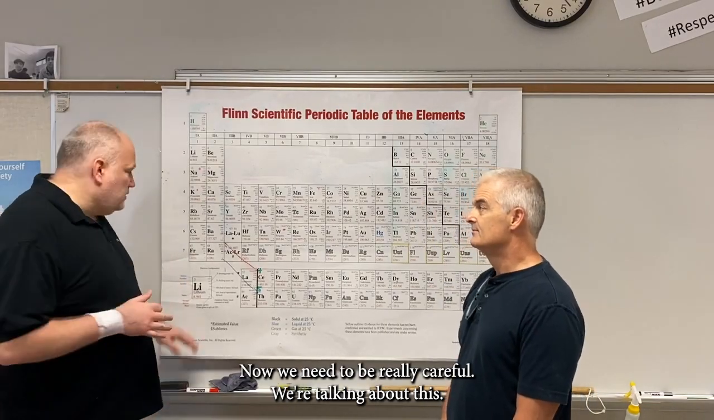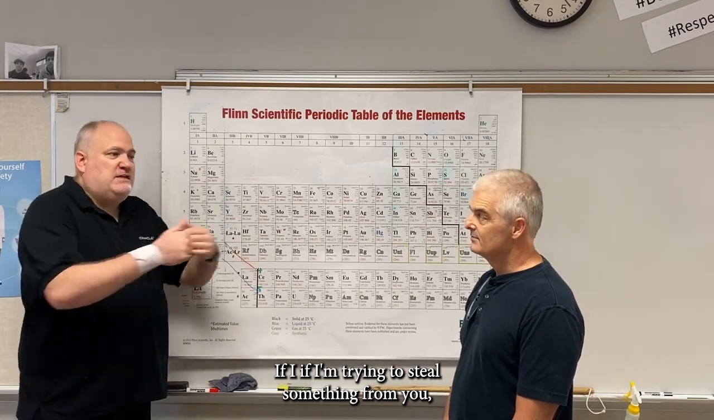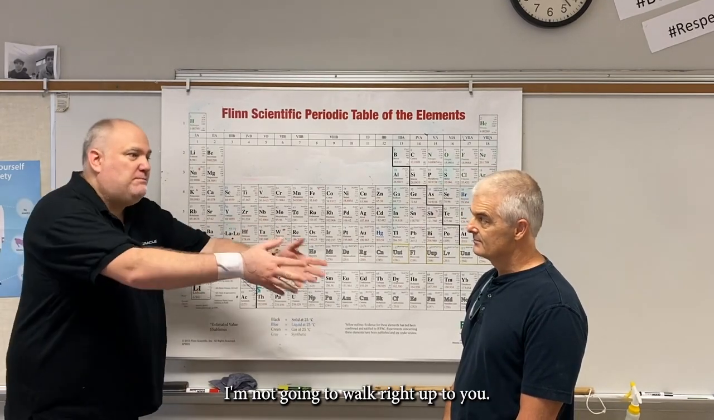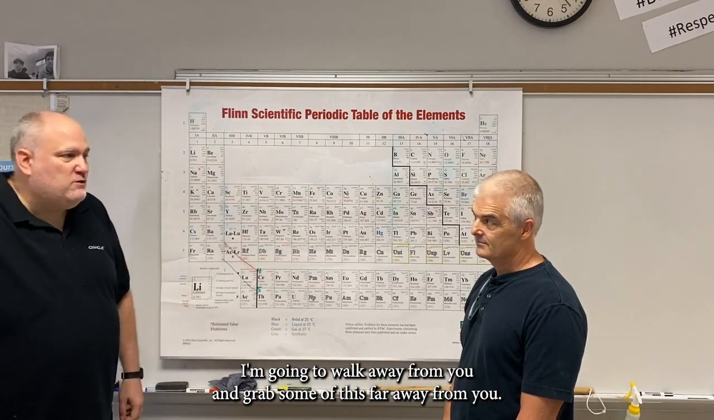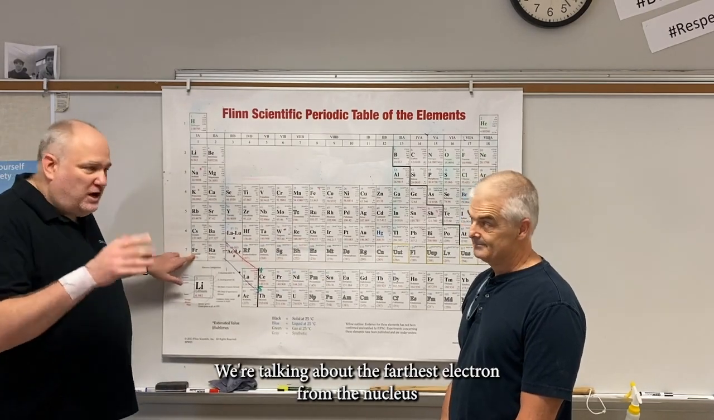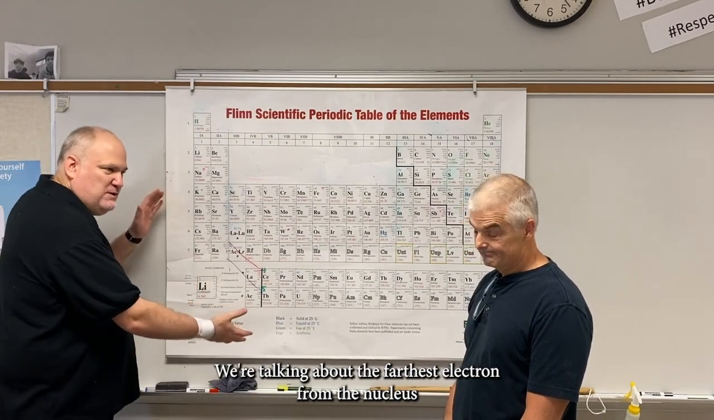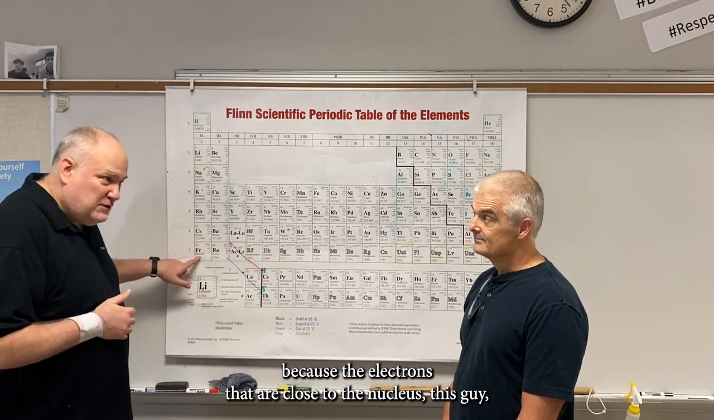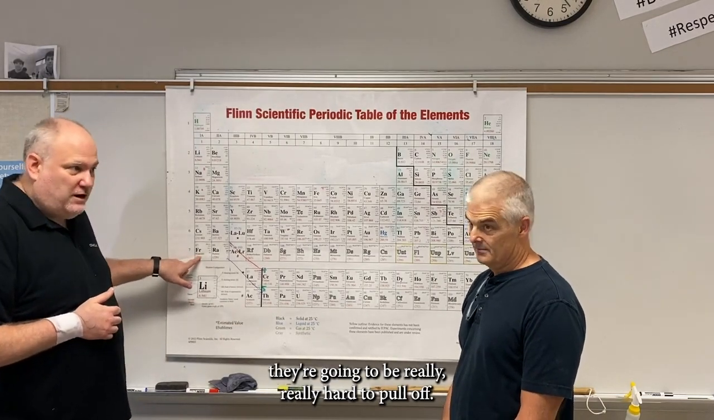Now we need to be really careful. If I'm trying to steal something from you, I'm not going to walk right up to you. I'm going to walk away from you and grab something that's farther away from you. So francium, it has 87 electrons. We're talking about the farthest electron from the nucleus, because the electrons that are close to the nucleus, this guy, they're going to be really, really hard to pull off.